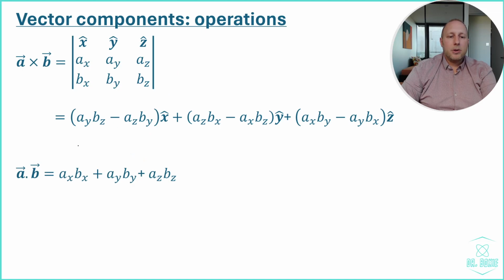Just as a reminder, the dot product was given in terms of the components by this expression here. What can we do with this?